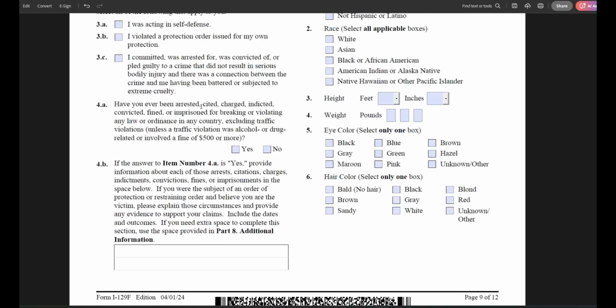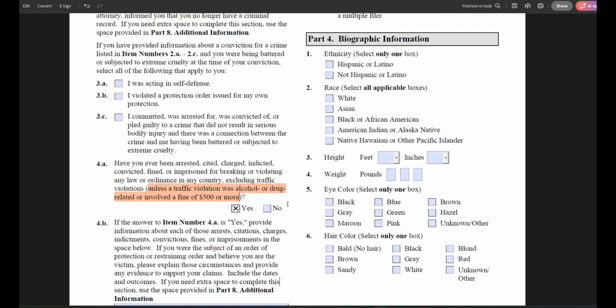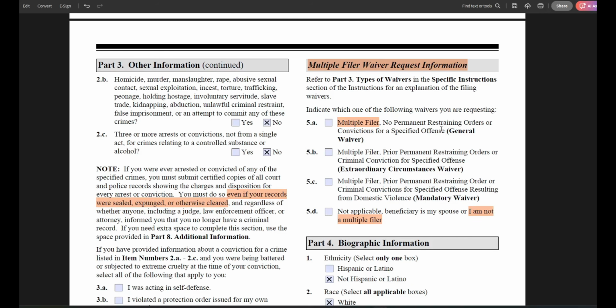Answer if you've ever been arrested, cited, charged or fined. It does say that you can exclude any traffic violations unless it was alcohol or drug related or involved a fine of $500 or more. If you answer yes, they will ask you to provide the details. The next part of this application is asking if you are requesting any type of waivers.